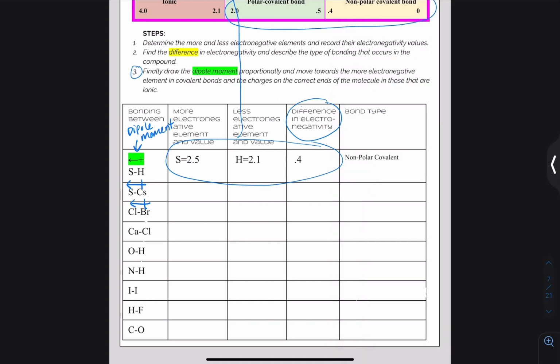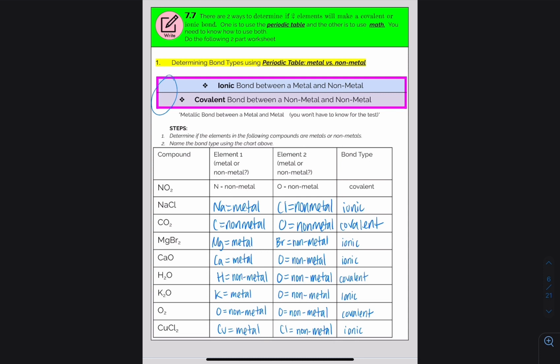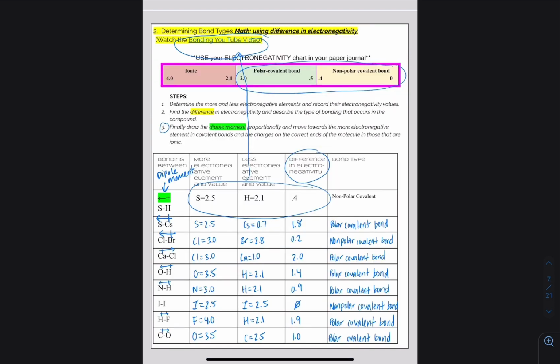So what I'm going to be showing next are the keys for 7.7. Here's the key for part 1 of 7.7. So go ahead and check your work using this. And then here's the key to part 2 of 7.7. So go ahead, use this to check your work.